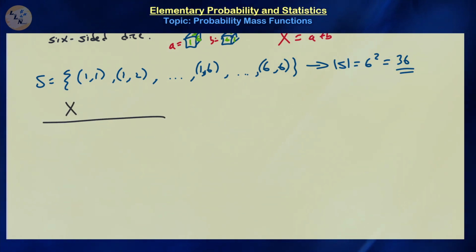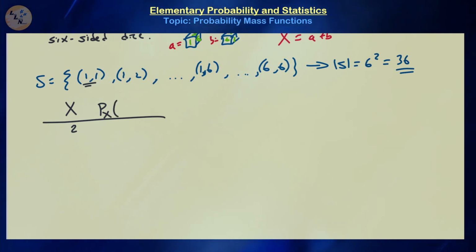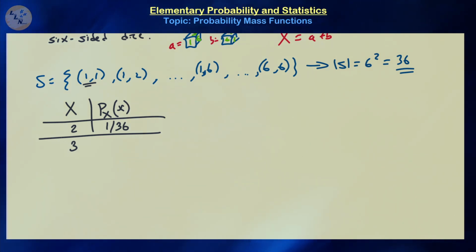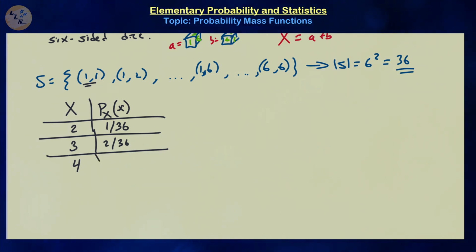So the minimum value that X can take is going to be 2. That's going to be generated from (1,1). So what is the probability that X takes that particular value of 2? That's going to be equal to 1 divided by 36. The next value is going to be 3. How can we get a sum of 3? That's going to be the events (1,2) and (2,1), which gives us 2 out of 36. How can I get a sum of 4? That's going to be (1,3), (2,2), and (3,1). So there are 3 events out of the 36 possible events that can give us that.